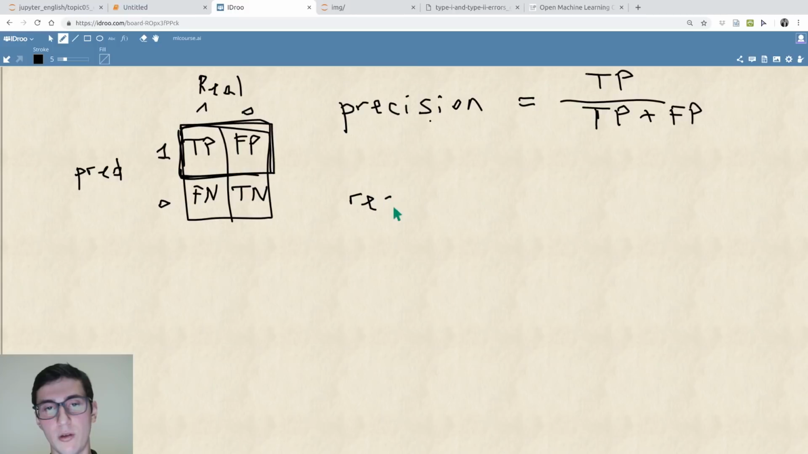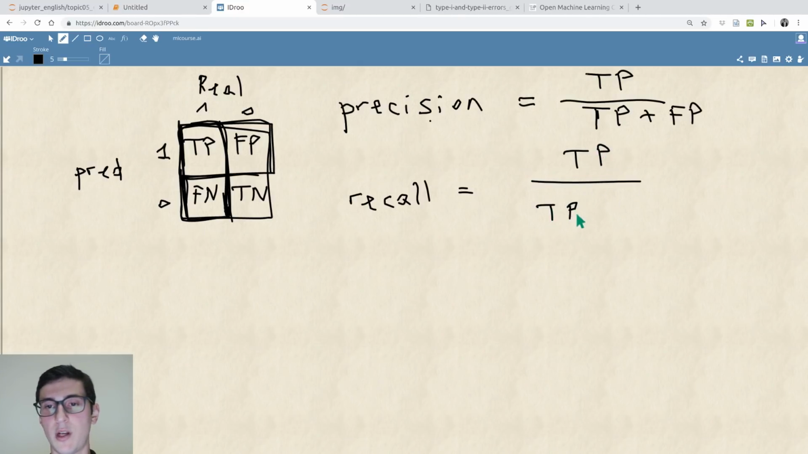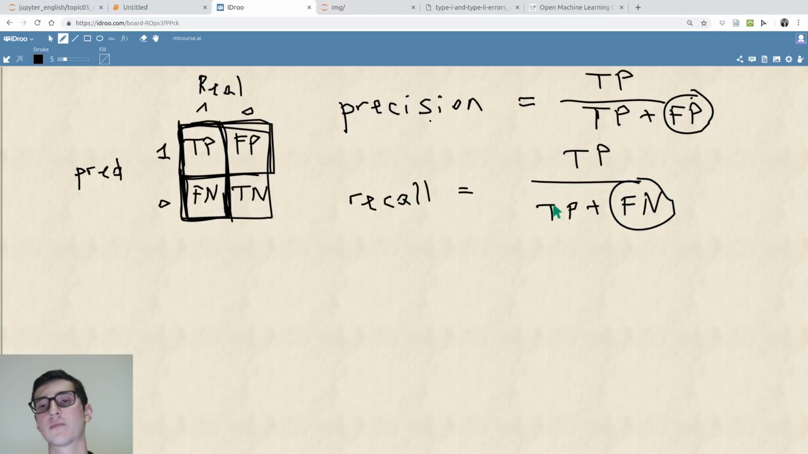And for recall, you keep track of this left column, all your positive examples just based on real labels. And then again, you calculate the share of correct answers. So it's going to be true positive divided by true positive plus false negative. And you see pretty clearly that one metric addresses false positives and another metric addresses false negatives.